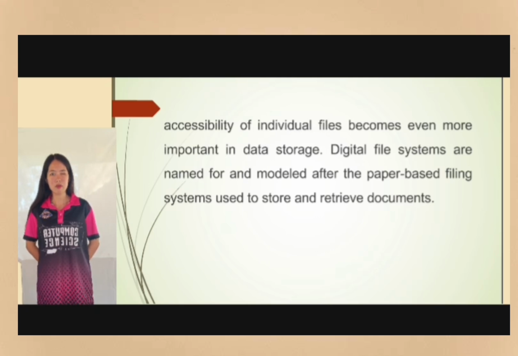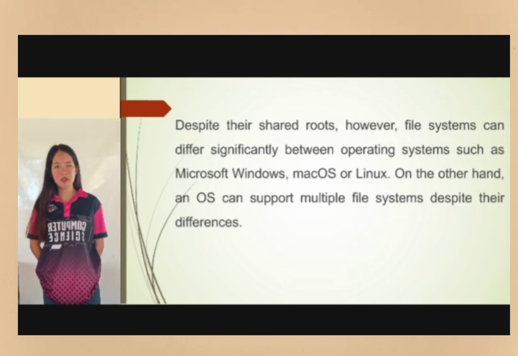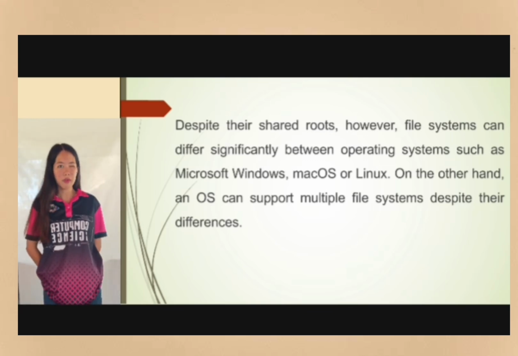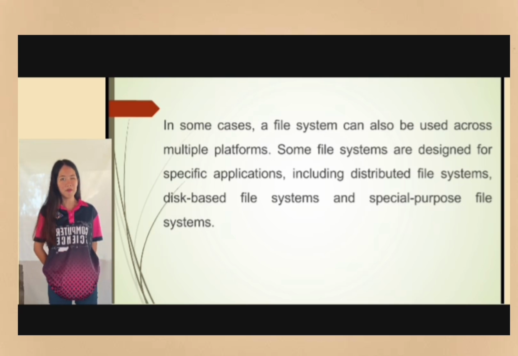Digital file systems are named for and modeled after the paper-based file. Despite their shared roots, file systems can differ significantly between operating systems such as Microsoft Windows, macOS, or Linux. On the other hand, an OS can support multiple file systems despite their differences. A file system can also be used across multiple platforms. Some file systems are designed for specific applications, including distributed file systems, disk-based file systems, and special-purpose file systems.